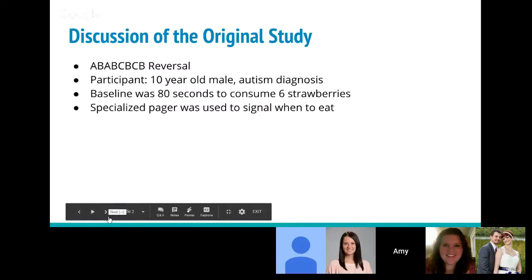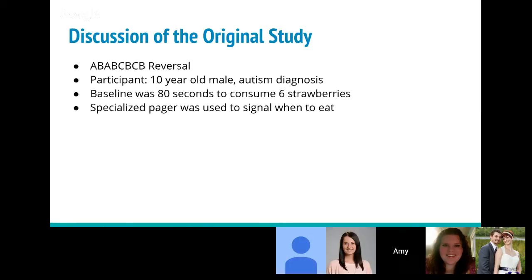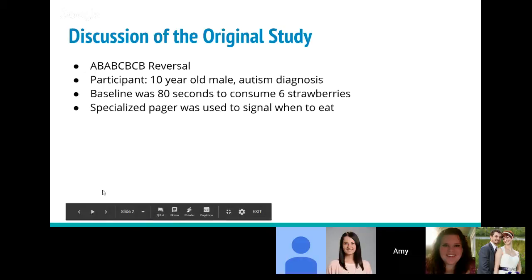The discussion of the original study. The study was done in an ABAB CBCB reversal design. The participant of the original study was a 10-year-old male with a diagnosis of autism. The baseline was 80 seconds to consume a total of 6 strawberries. The data collection used was a specialized pager to signal when he should eat.